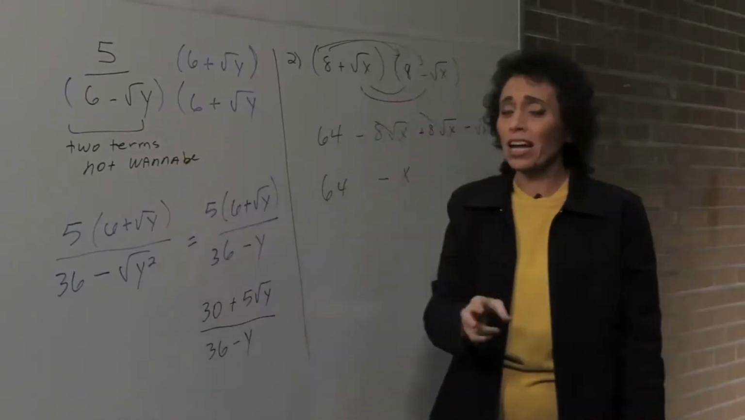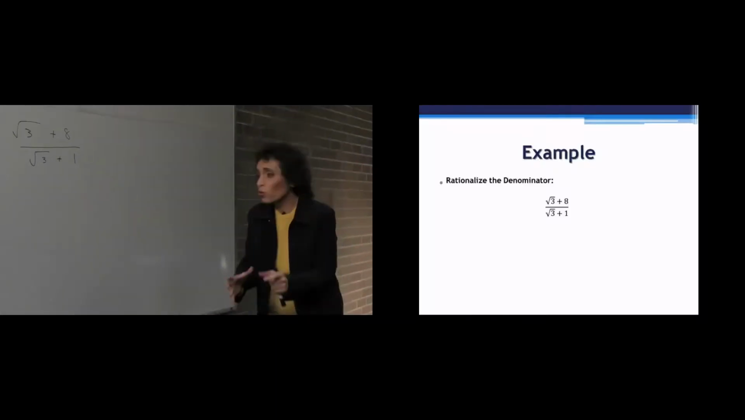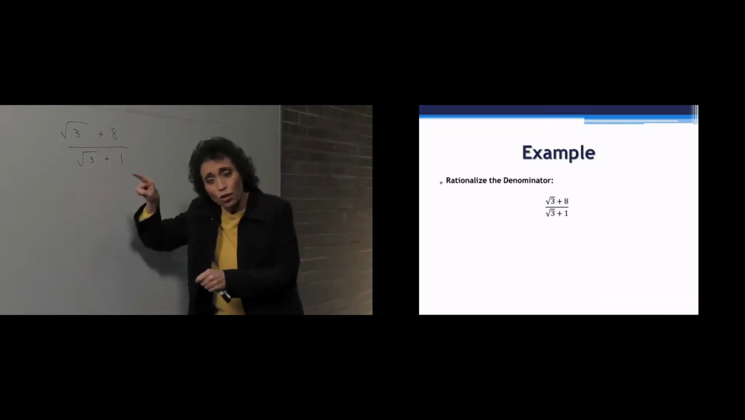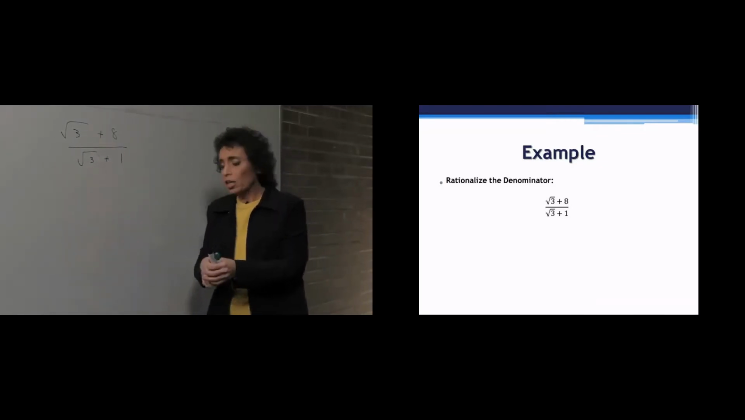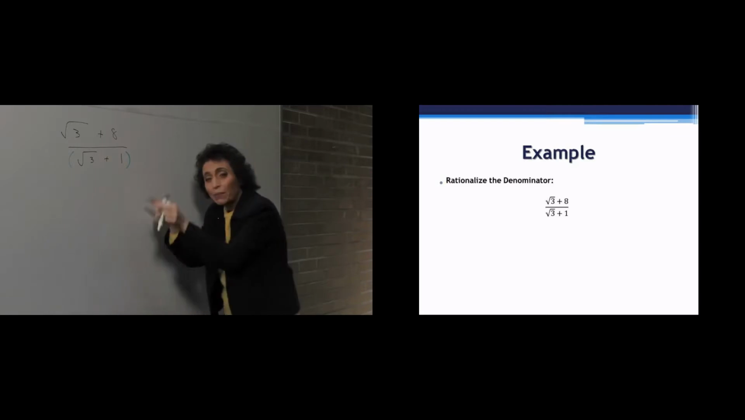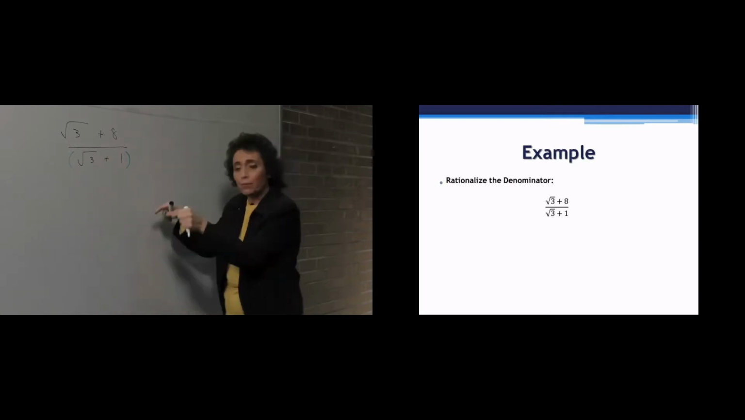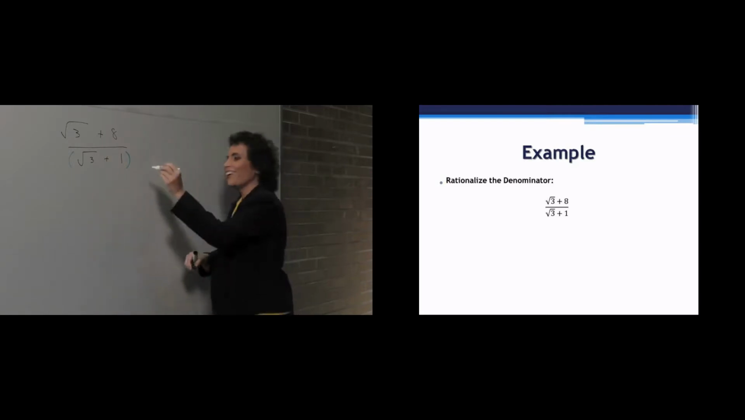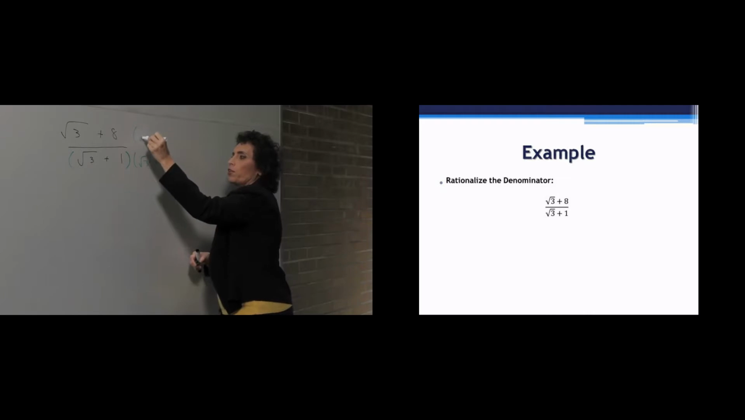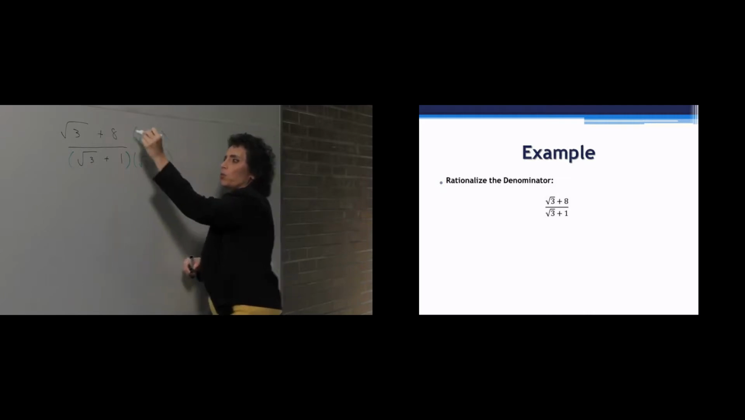So let's try another one, and then we'll let you do this. We're rationalizing the denominator again because we can't have this. We cannot reduce this. Don't go crazy, because they're terms. So we have two terms, so we have to use the conjugate of the denominator. The conjugate is the square root of 3 minus 1. Whatever you do to the bottom, you do to the top, because we're multiplying by 1.